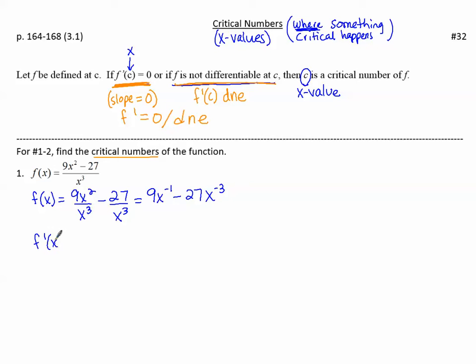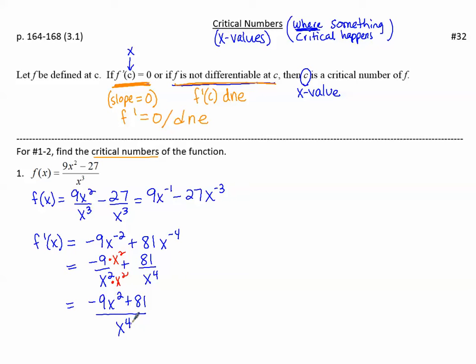That makes f prime of x equal to, derivative here makes negative 9x to the negative 2, derivative here multiply by negative 3 plus 81x to the negative 4. And then let's rewrite this: negative 9 over x squared plus 81 over x to the 4th, and then get a common denominator, times x squared over x squared. So we get negative 9x squared plus 81 over x to the 4th. There is our derivative.